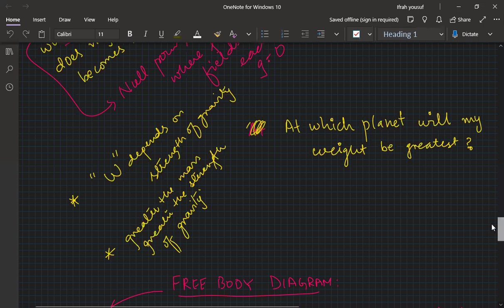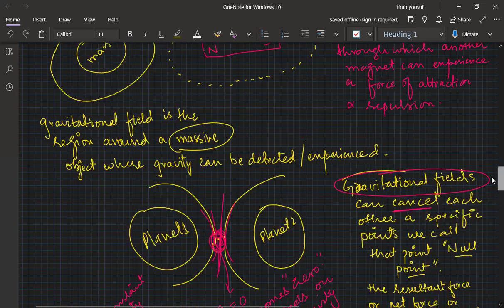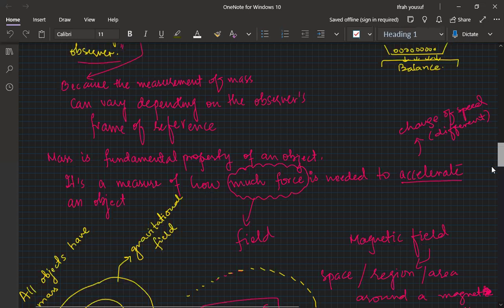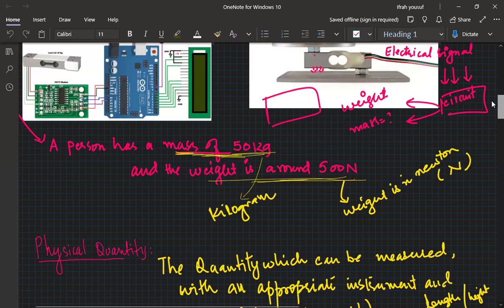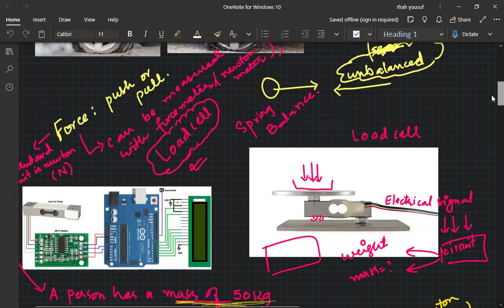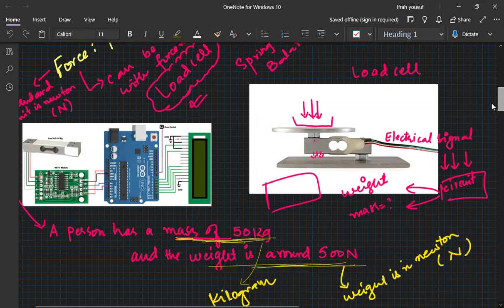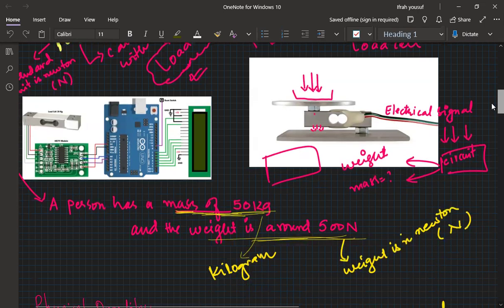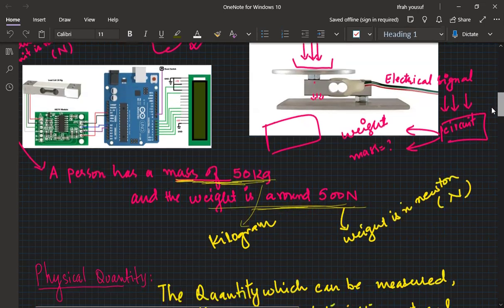We started off with the basic concept of force. Force is actually the push or pull. And force can be measured with the force meter, Newton meter, or spring balance. Further, we also did one example where the mass was given, and we had to convert that mass into weight.